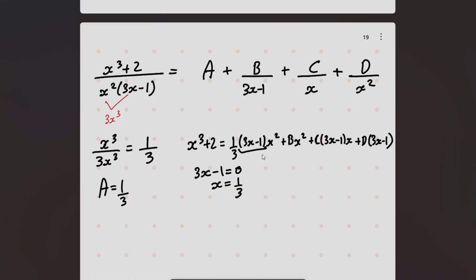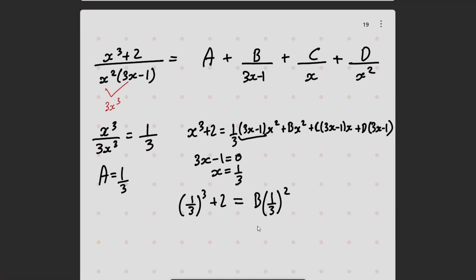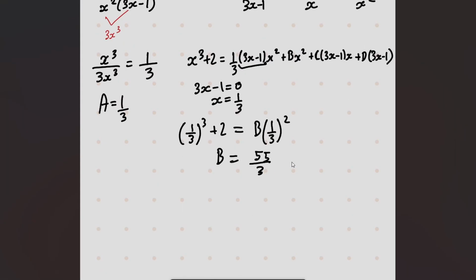Now whatever unknown value right now has 3x minus 1, we're just going to disregard that. So in this case, this is going to be 0. This is also 0, and that is also 0. So 1 over 3 c plus 2 is equal to b times 1 over 3. So you're going to get b as 55 over 3. I know this looks a bit weird, but you just have to trust the process.